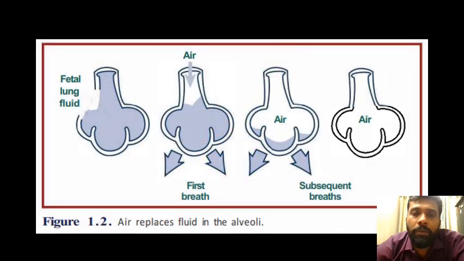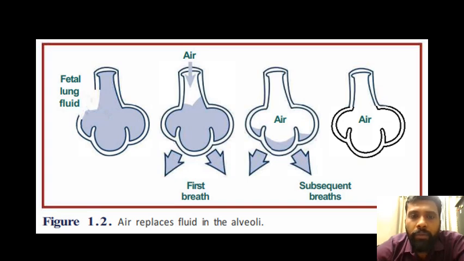So after the baby's birth, a series of events culminate in a successful transition from fetal to neonatal circulation. As the baby cries and takes deep breaths, fluid is absorbed from the alveoli, or the air sacs, and the lungs fill with air. As you can see from these alveoli, fluid is progressively absorbed, and air is gradually filling the alveolar sacs up.